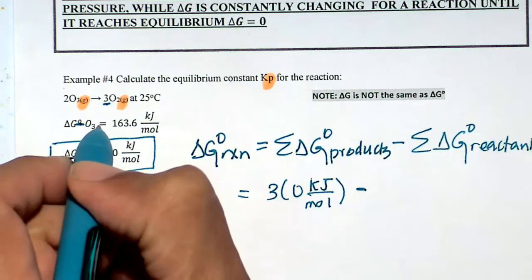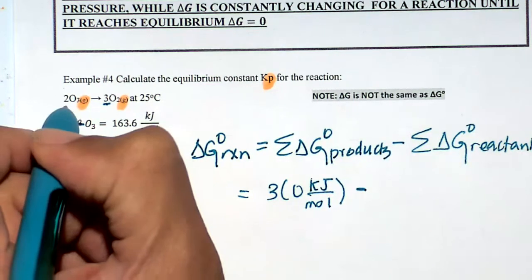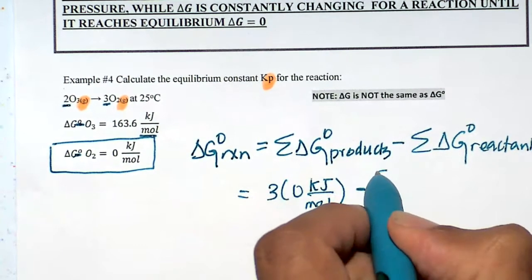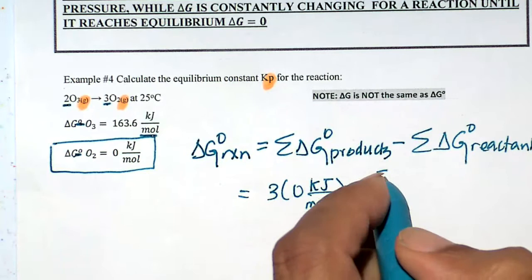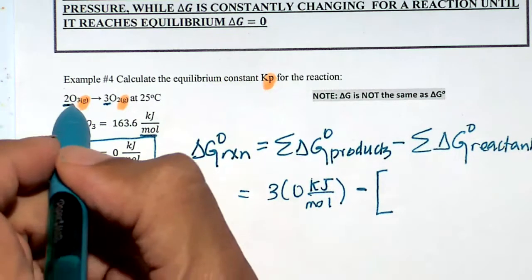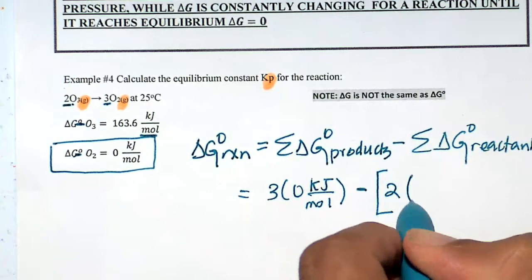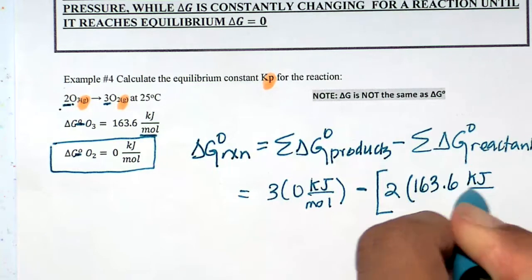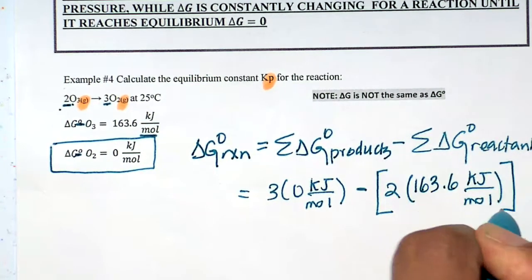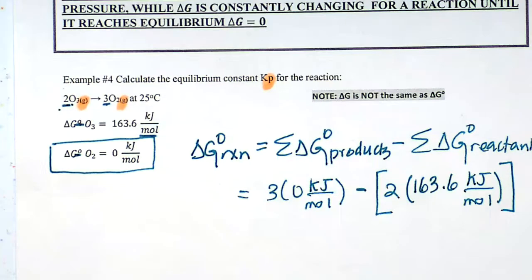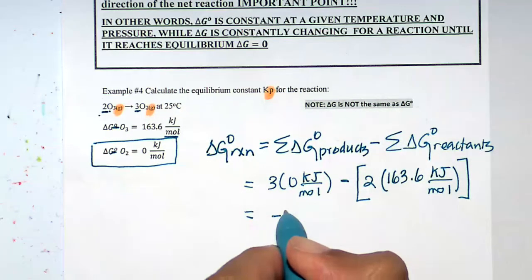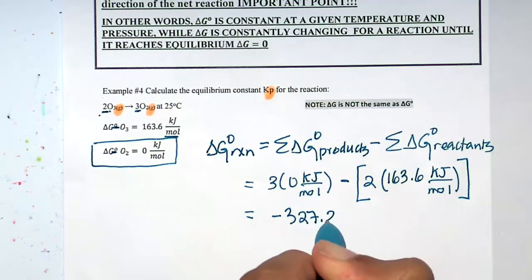O3 is called ozone, is 163.6, but that's for 1 mole. How many moles do we actually have? 2. So products minus the reactants. Well, we only have 1 reactant, so 2, because there's 2 moles, 163.6 kilojoules per mole, and then close that big bracket. By doing this on my calculator, I'm getting an answer of minus 327.2 kilojoules per mole.